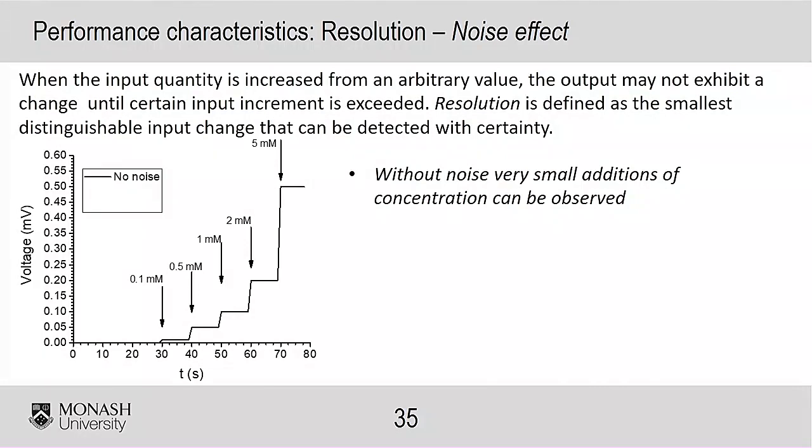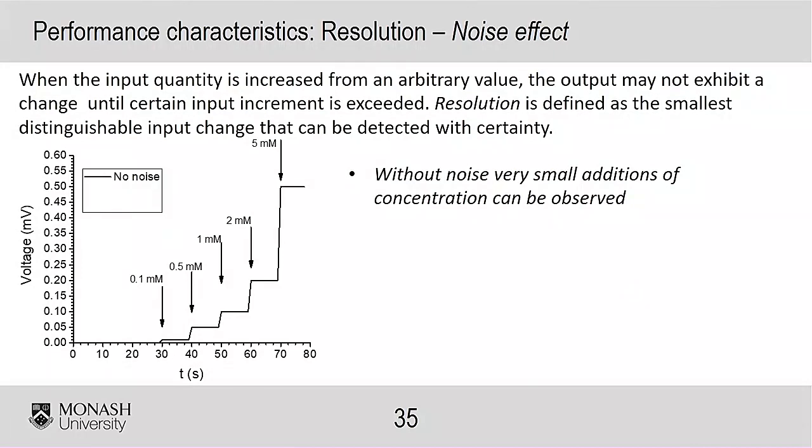So it's really the smallest distinguishable input change that can be detected with certainty. So it's important to think about that, the last couple of words there, with certainty as well. If we look at the results on the screen here, we can see that there's no noise in the sensor. In this case, we're measuring a voltage against time, and we've increased the concentration of some kind of chemical. So it's detecting a concentration of a chemical over time.